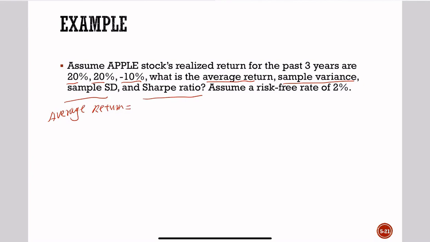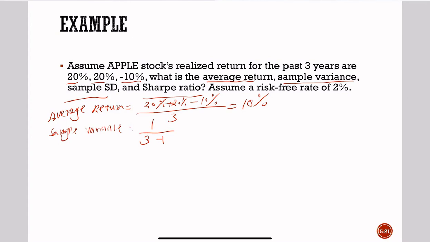Well, this is easy. It's 20% plus 20% minus 10% divided by 3, which is 10%? Yes, it is 10%. Now let's look for sample variance. Right, so sample variance is 1 divided by 3 minus 1, and we will add up these squared deviations.